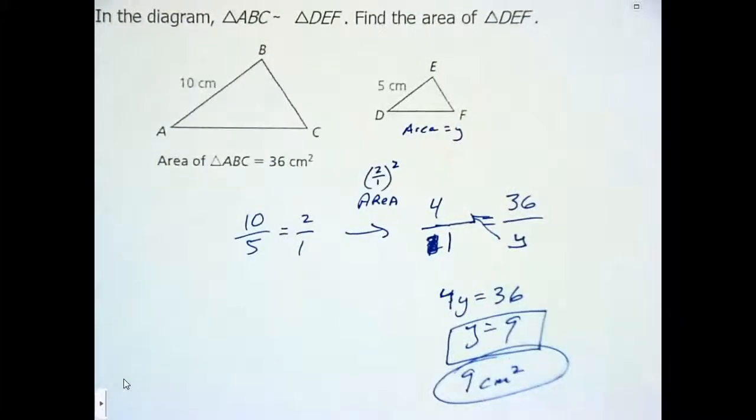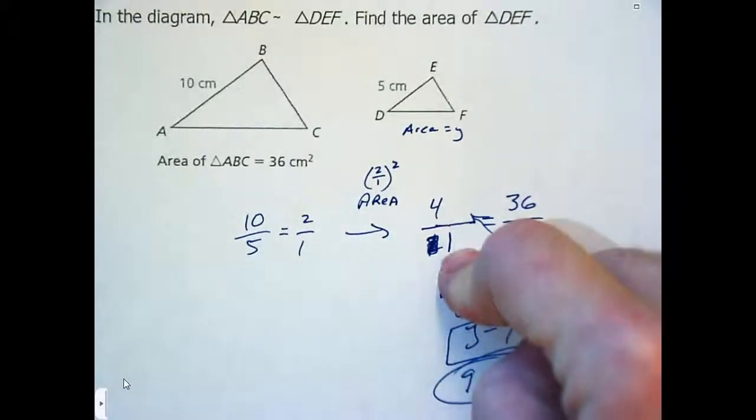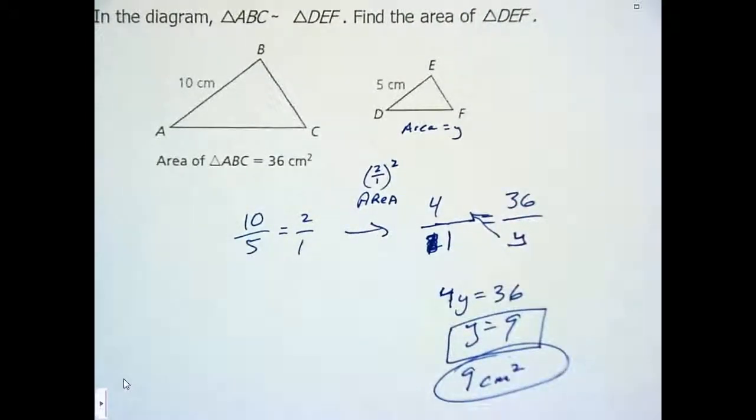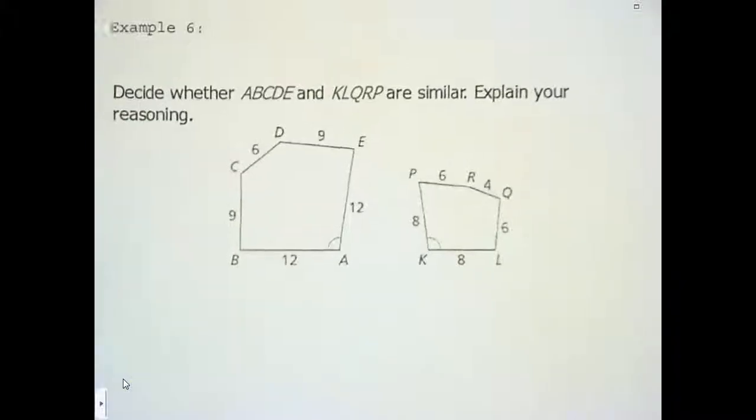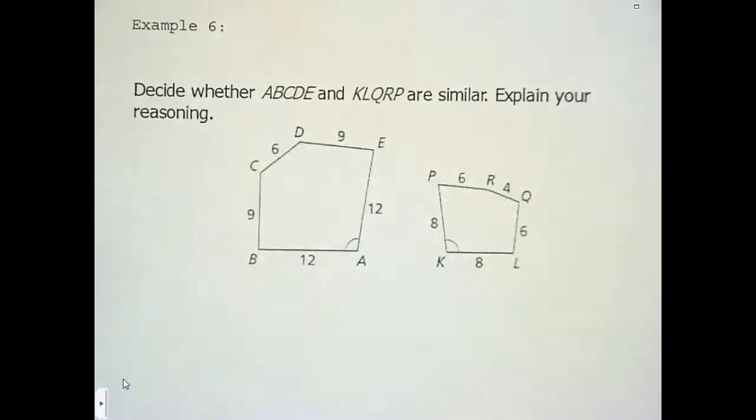How many got it? No one got it. Oh, some of you got the first part. How many got the area ratio? Okay. What kind of questions do we have? None? Okay. Go ahead and finish handing out those tests. Go ahead and do example 6.